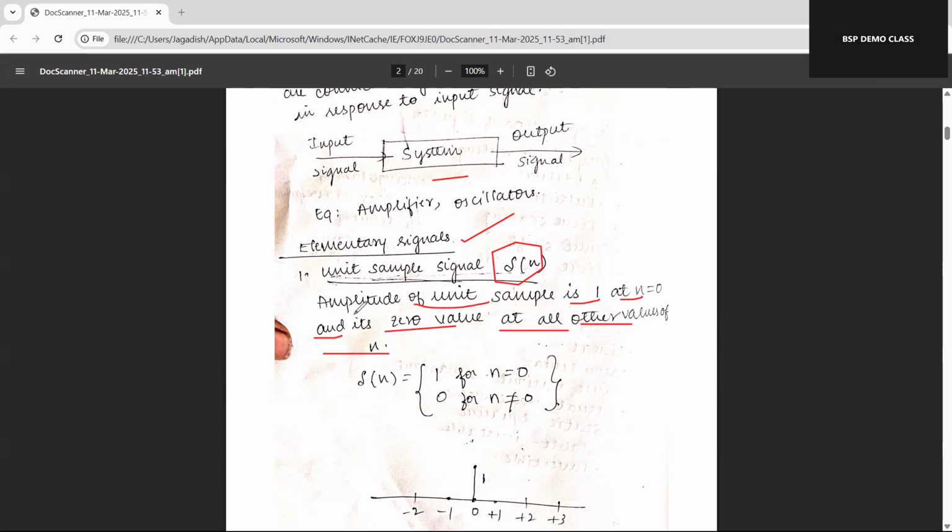First, you have to write the definition. Amplitude of unit sample is 1 at n equal to 0, and it's 0 value at all the other values of n. So del of n, this condition also you have to mention: 1 for n equal to 0, 0 for n not equal to 0. This condition you have to mention.